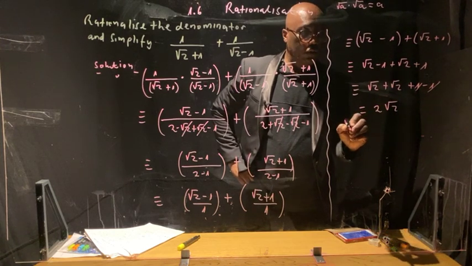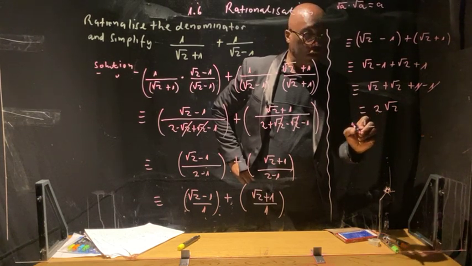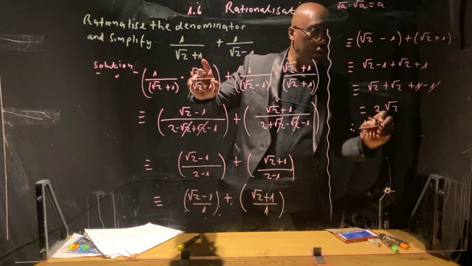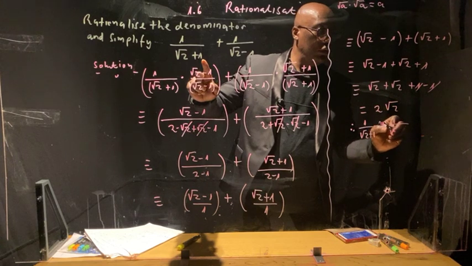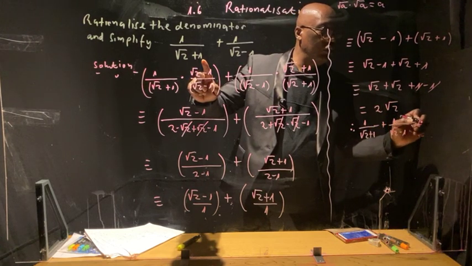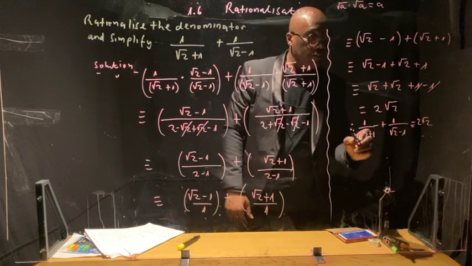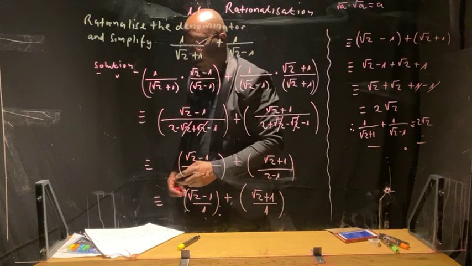Therefore, 1 over root 2 plus 1, which is this one, plus 1 over root 2 minus 1 is equals to 2 root 2. That should be the final answer.